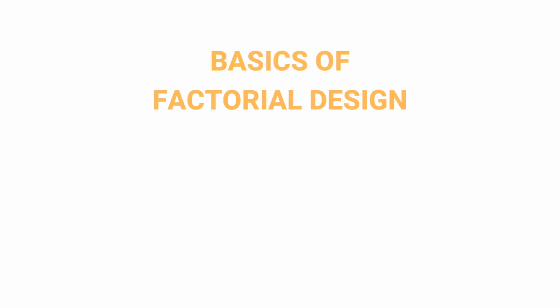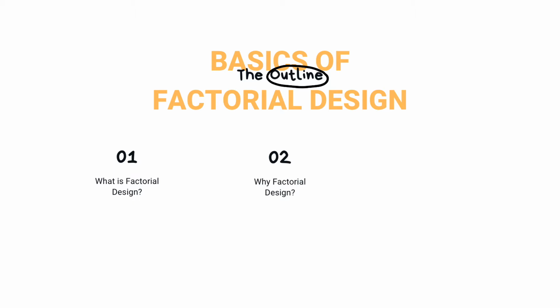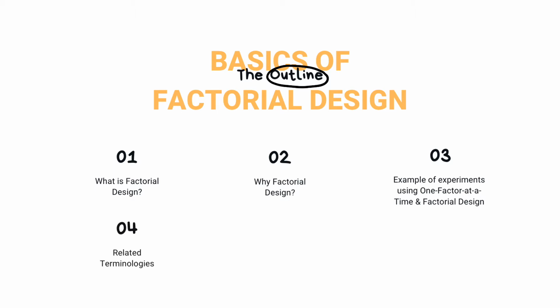Here is the outline of today's tutorial. First, I will talk about what is factorial design. Secondly, I will discuss why we use factorial design in the experimental setting. Third, I'll provide some examples of experiments using one factor at a time and factorial design. The fourth topic will be related terminologies. The fifth topic will be different effects related to factorial design. And at the end of this tutorial, I will give some problems and we'll have a look at how to solve the problems.